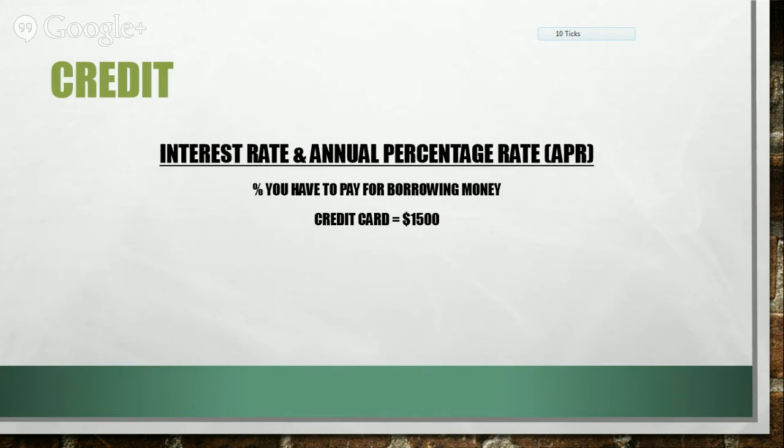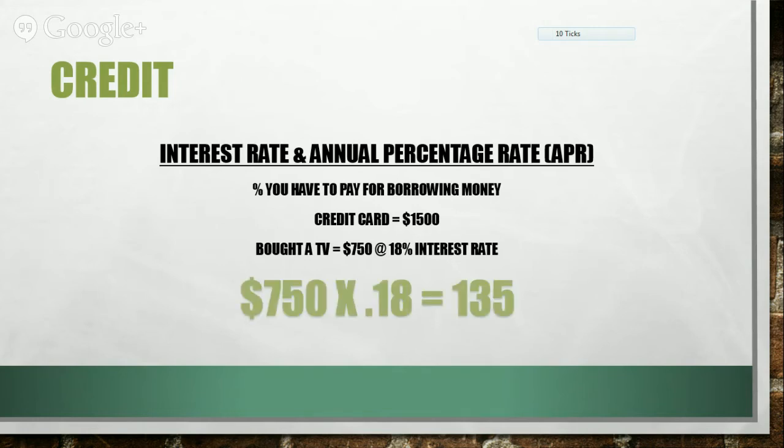Let's say you have a credit card that you have a limit for, $1,500. Same example, you bought a TV, $750 at an 18% interest rate. All you do is multiply the $750 times the interest rate, which is 0.18, and that gives you $135. So what you have to pay for borrowing this money is $135. That's just simple interest, okay?